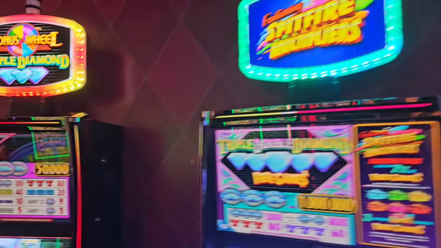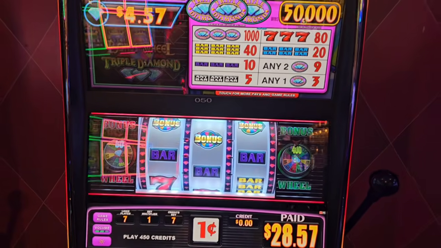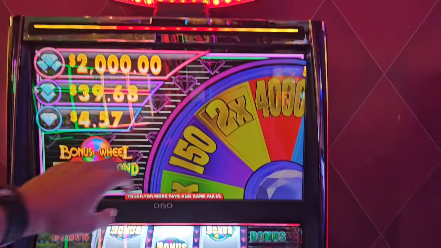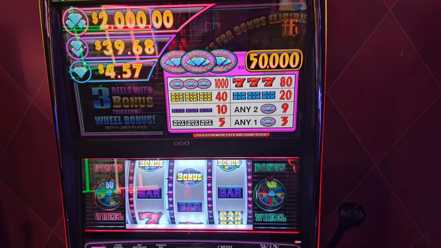But if we start to go over to some of these similar looking machines, this machine right here, for example, has a slightly higher volatility in general because 1, there's progressives up top, 2, there's a wheel spin bonus, and so maybe that's a lot more fun and stuff like that.